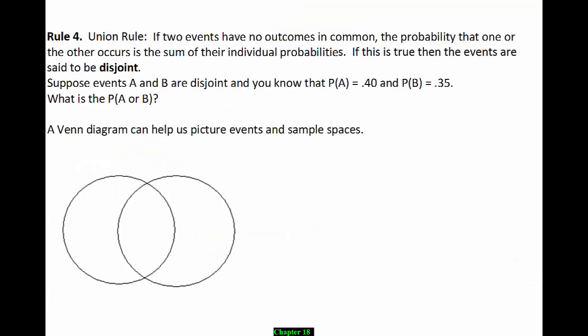Our fourth rule is the union rule. If two events have no outcomes in common, the probability that one or the other occurs is the sum of their individual probabilities. If this is true, the events are said to be disjoint. What do we mean when we say this? We're referring to the fact that they have no outcomes in common. Disjoint is two events have no outcomes in common.